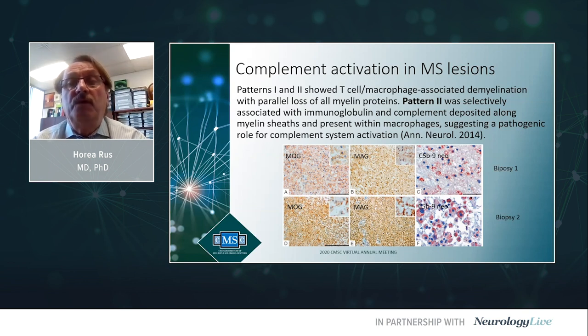And as you see, we have 2 biopsies in this slide. Both of them show that patients have demyelination as shown by MOG and MAG staining, and also C5b29 deposits, the red-brownish deposits, which are found inside the macrophages.